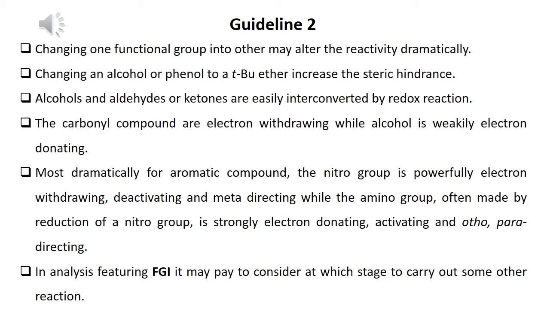So we can convert alcohol into aldehyde by simply oxidation, and secondary alcohols into ketones, and they can be easily converted by only doing the redox reactions, oxidations. By oxidations, alcohols can be converted into aldehyde and ketones. By reductions, aldehyde and ketones can be converted into alcohols.